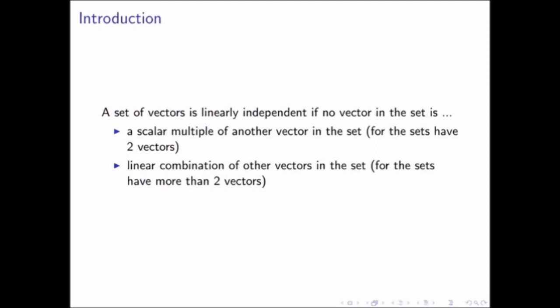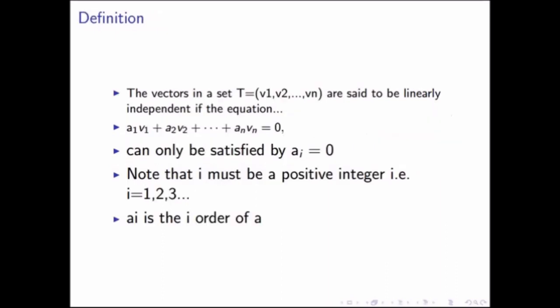First of all, a set of vectors is linearly independent if no vector in the set is a scalar multiple of another vector in the set, or no vector in the set is a linear combination of other vectors in the set. By definition, the vectors in a set are said to be linearly independent if the following equation can only be satisfied by ai equal to 0 for i an integer from 1 to n.